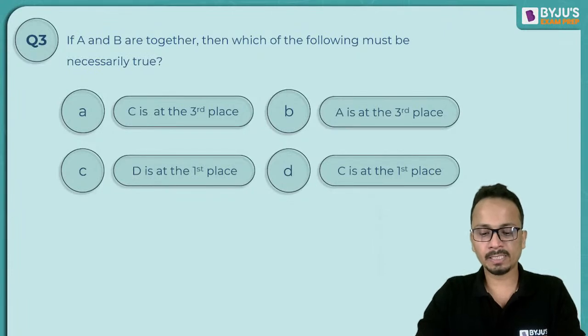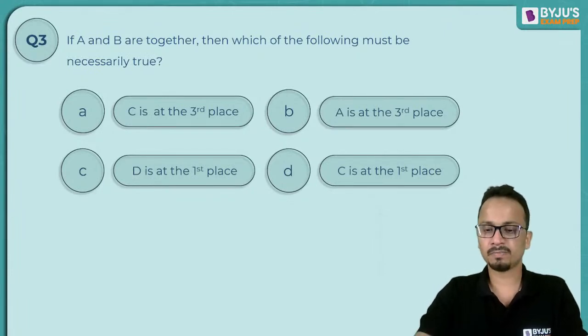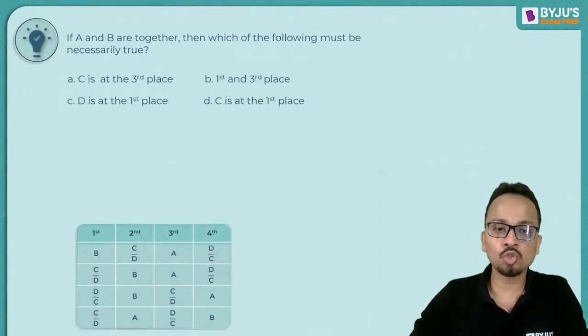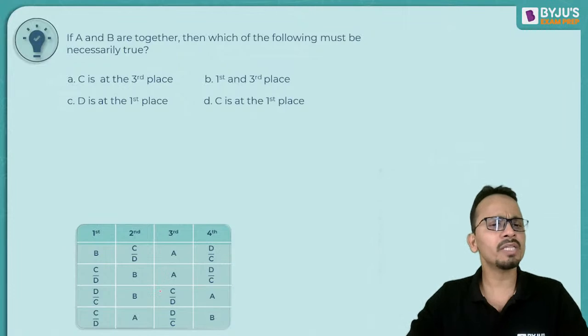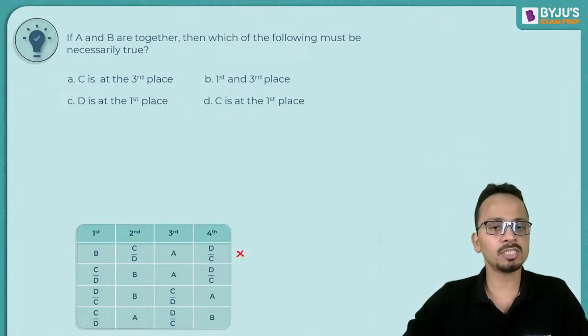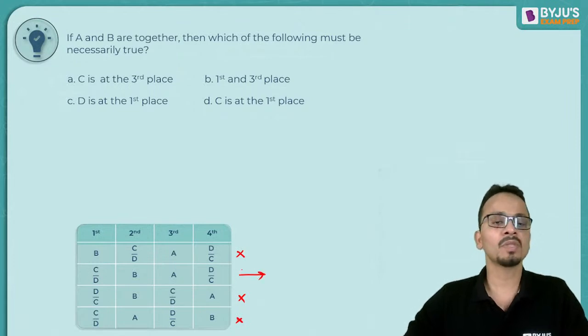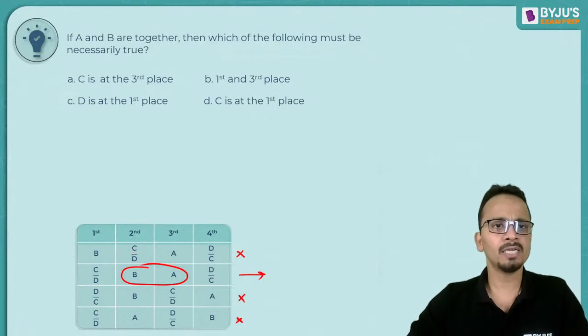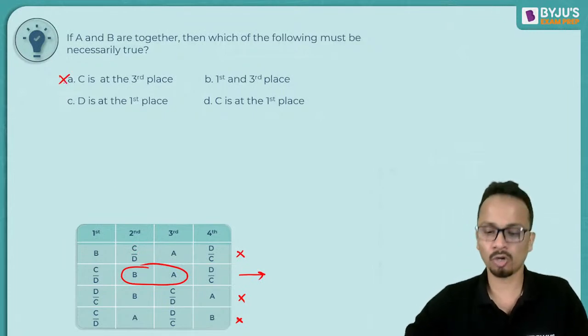Yes, any answer? Abhinav, nice. Okay, so let's check this one out. Now, if A and B are together, in which of these cases are A and B together? Not in this case, not in this, not in this. So there is only this possibility where A and B are sitting together. So if A and B are together, then which of the following must be necessarily true? Option A, C is at the third place. No, C is not at the third place. A is at the third place. So option A is wrong.